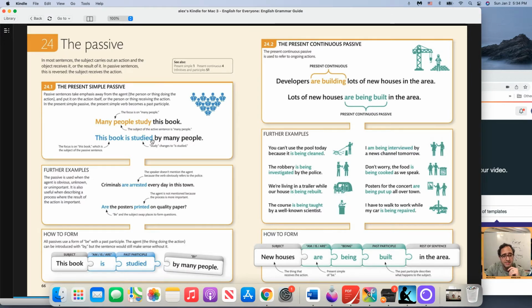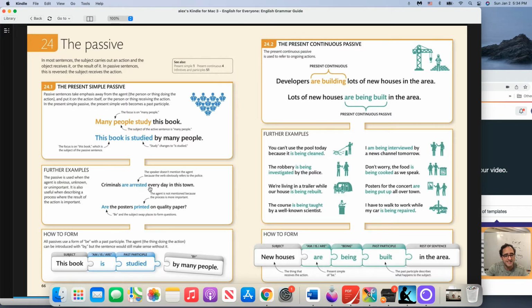Okay, so again, let's look at it. Many people study this book. This book is studied, and I can put by here to add the subject back in. This book is studied by many people. What happens in this? It changes the focus from the doer to the receiver. This book is studied by many people. Okay? Further examples.